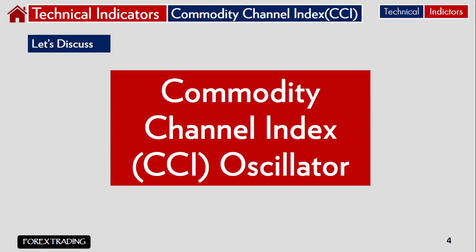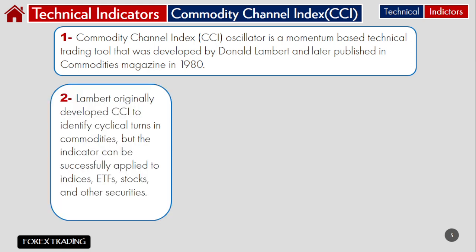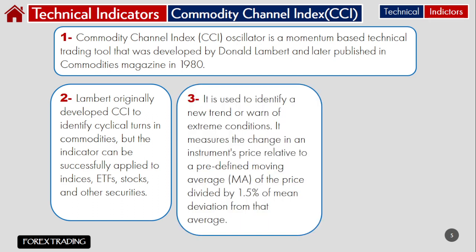Now what is CCI? Commodity Channel Index Oscillator. In short, we also call it CCI. Commodity Channel Index Oscillator is a momentum-based technical trading tool that was developed by Donald Lambert and later published in Commodities magazine in 1980. Lambert originally developed this CCI to identify cyclic turns in the commodities, but the indicator later on was used and successfully applied to indices, ETF stocks, and other securities.